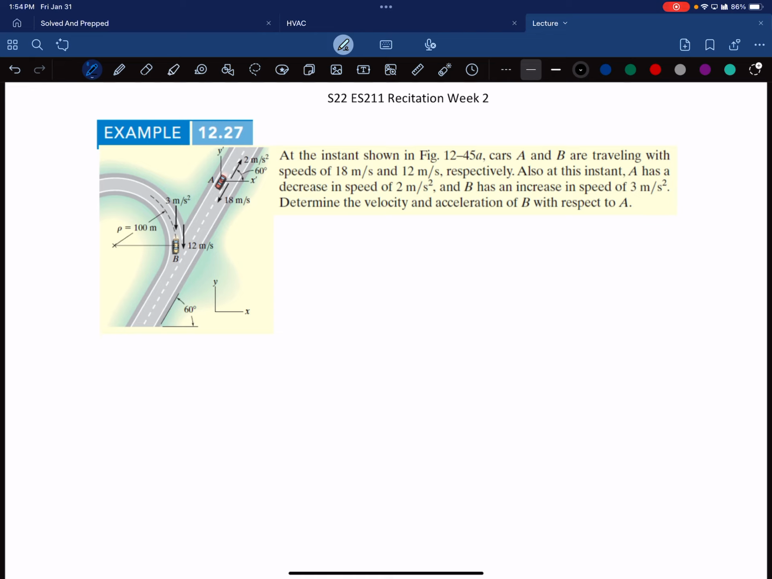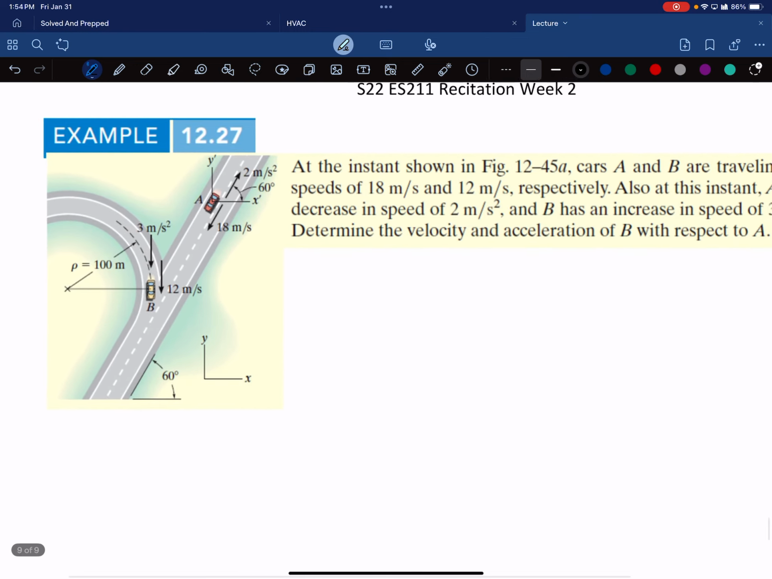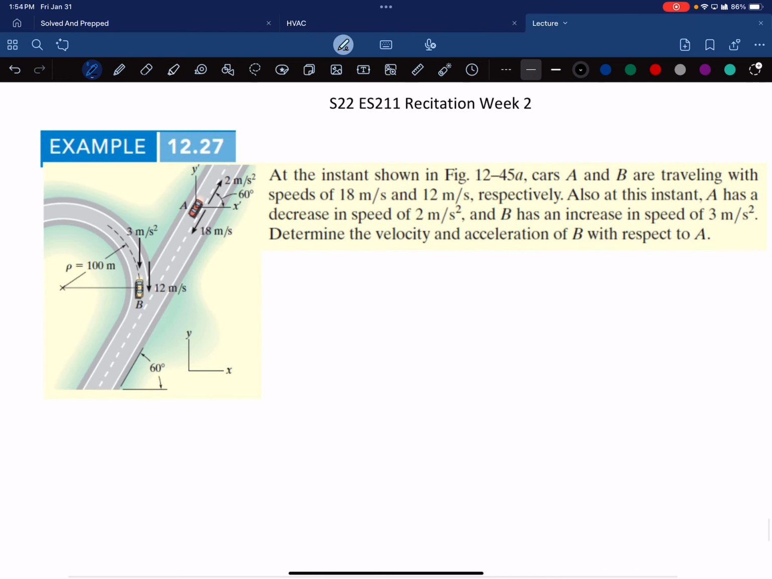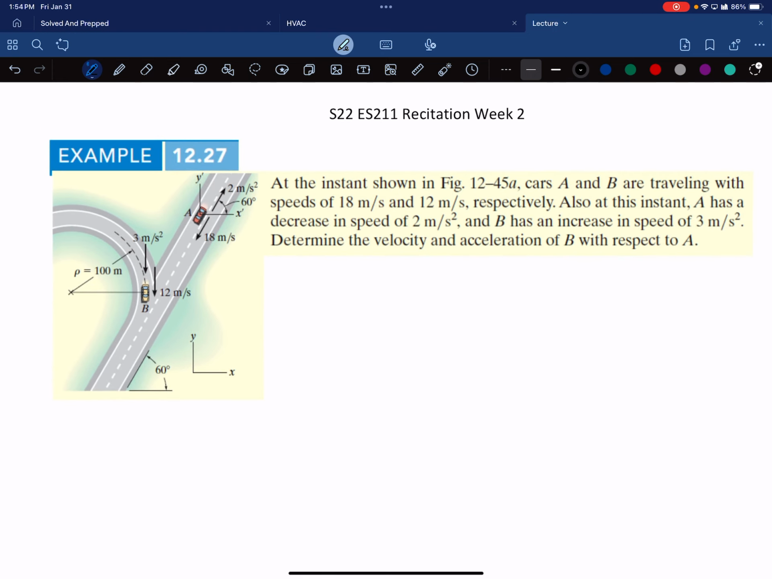Okay, so the next one, we have two cars, and they're traveling at their own respective speeds, and we're also given some information about their accelerations. Similarly to the last problem, we are determining velocity and acceleration of B with respect to A. So we're going to set up a similar equation to what we did last time. VB is equal to VA plus VB with respect to A.